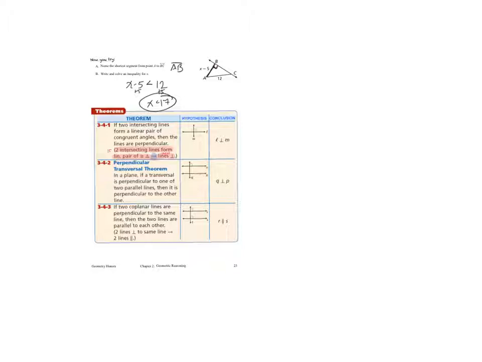So what I'm saying is if I have a straight line intersecting another straight line, and we have a linear pair of angles here, I know that if these angles are congruent, they must be 90 degrees each because it needs to total 180.